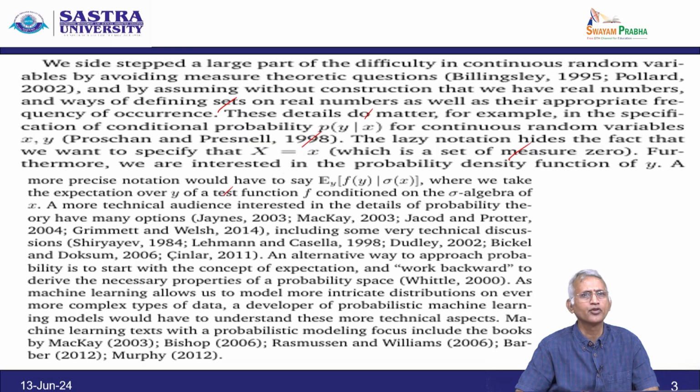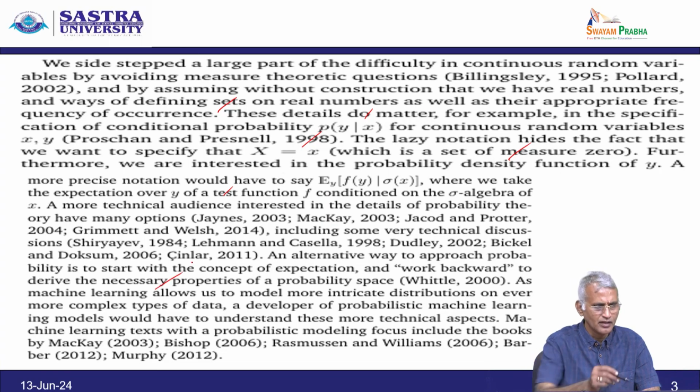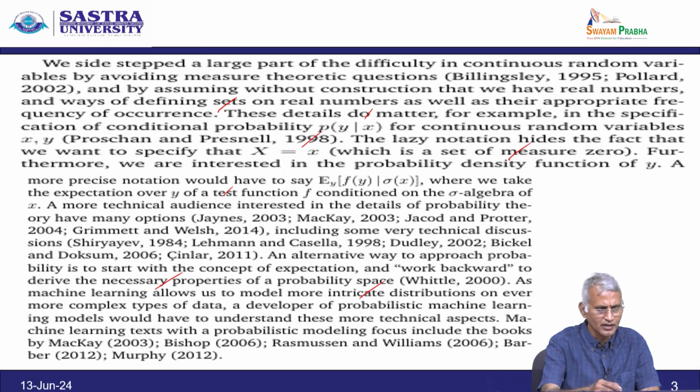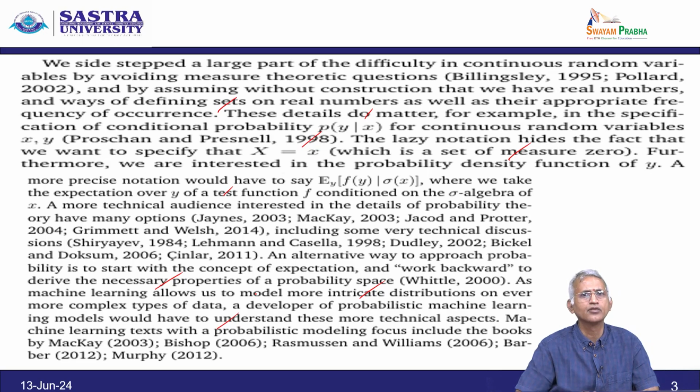An alternative way to approach probability is to start with the concept of expectation and work backward to derive the necessary properties of a probability space. As machine learning allows us to model more intricate distributions on ever more complex types of data, a developer of probabilistic machine learning models would have to understand these more technical aspects. Machine learning texts with a probabilistic modeling focus include the books by MacKay, Bishop, Rasmussen and Williams, Barber, and Murphy.